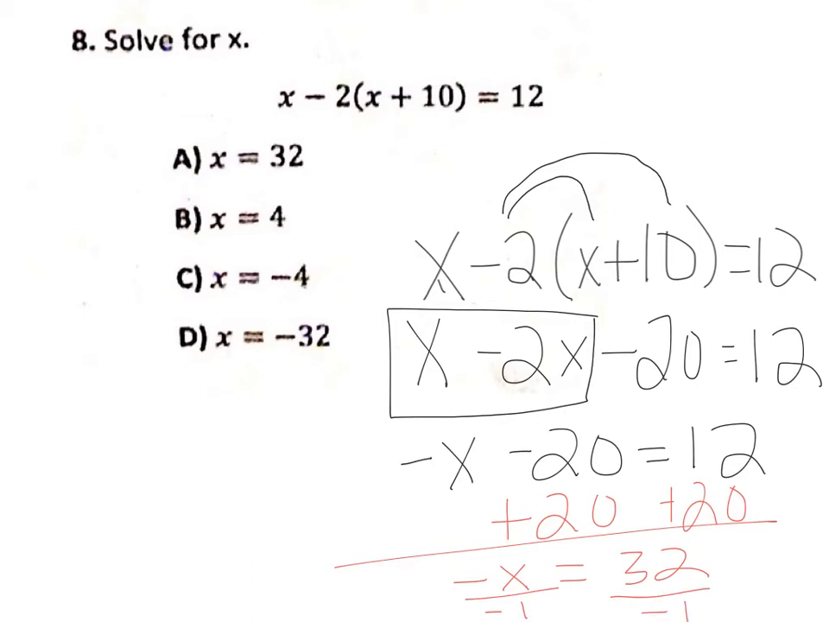So x gives you negative 32. So D was the correct answer for number 8. And again, if you just plugged in negative 32 in both places for the x's, you would have come out with the same answer. So there's always substitution when you've got a multiple choice question.